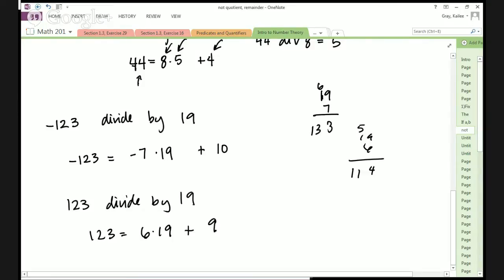Oh, cool. Now you're seeing some relationships between these remainders. See how the remainders add to 19? That's always going to happen with the positive and negative. The remainders will add to 19. Do you see the difference there? Are you guys confused about the negative thing? We just have to make sure that the remainder is positive, so we have to think about it a little bit differently.